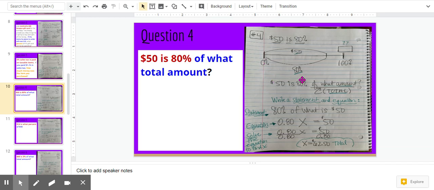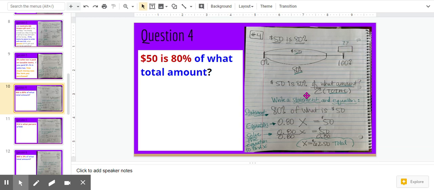So I know the multiplier, I know the value that that multiplier, that percent, is representing, but it says in blue, I made the rest of it, of what total amount. So the total is missing. On my line diagram, I put a box with some question marks there above the 100%. I don't know the total. So that is the goal, to figure out what the total is.